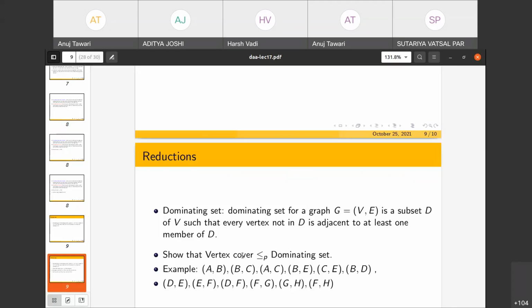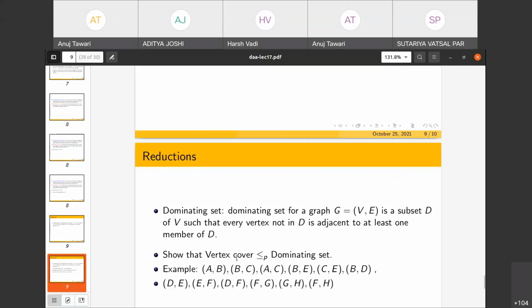The first thing to notice here is that if you take the same graph, that is not going to work always, right? So for instance, you could take a triangle. Let's say I have just these first three edges, A B, B C, and A C. Then C covers A and C covers B. So all vertices are covered. So every vertex not in D is adjacent to at least one member of D. So just the vertex C is a dominating set.